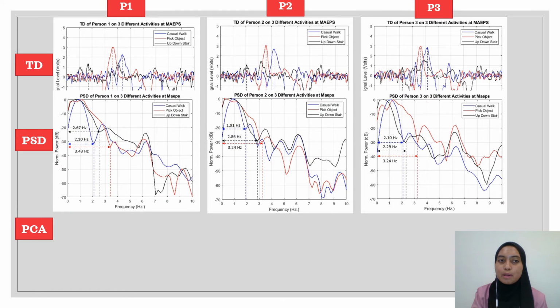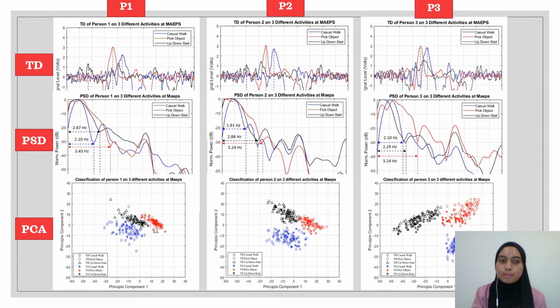Next, we move to power spectral density. As you can see, pick object, the red line, has the highest Doppler frequency for all three persons, which are 2.67 Hz, 1.91 Hz, and 2.10 Hz respectively. This is because the horn antenna, which is the receiver, is set up vertically, so the receiver receives a smaller signal for pick object body cross-sectional area.